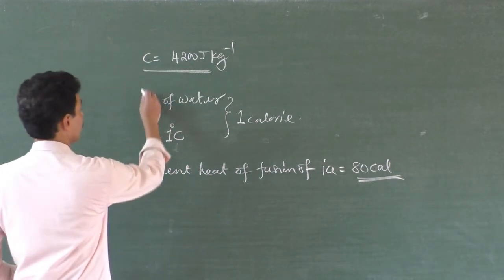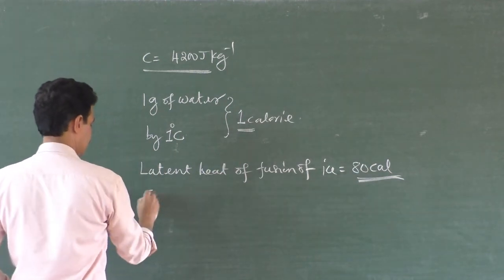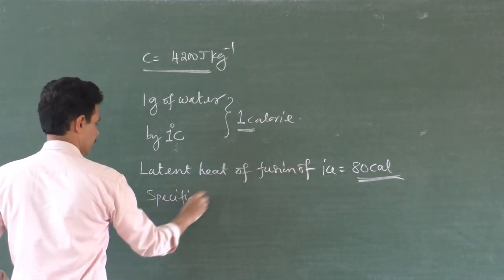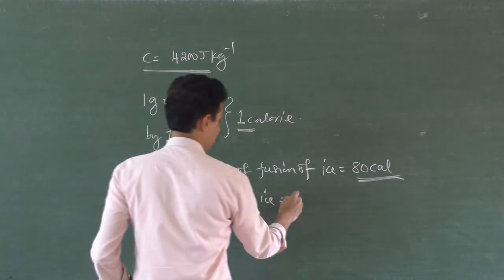What is the specific heat of ice? So this is the specific heat of water. The specific heat of water is 1 calorie. What is the specific heat of ice? The specific heat of ice is equal to 0.5 calories.